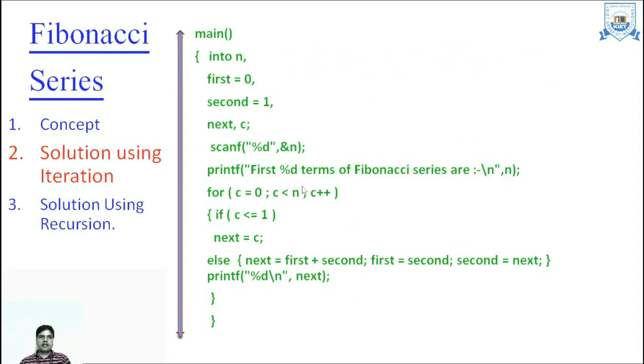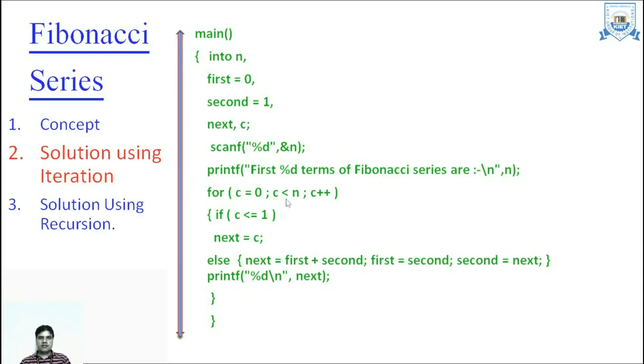This is the iterative implementation, or you can say using the concept of loops. What I am doing here is using two variables to represent the previous two terms, first and second, which are initialized to 0 and 1, and this variable next will be used for calculating the next term. For looping, I am using this variable c. So let us read the value up to how many terms you want the Fibonacci series. Let us read it into n.